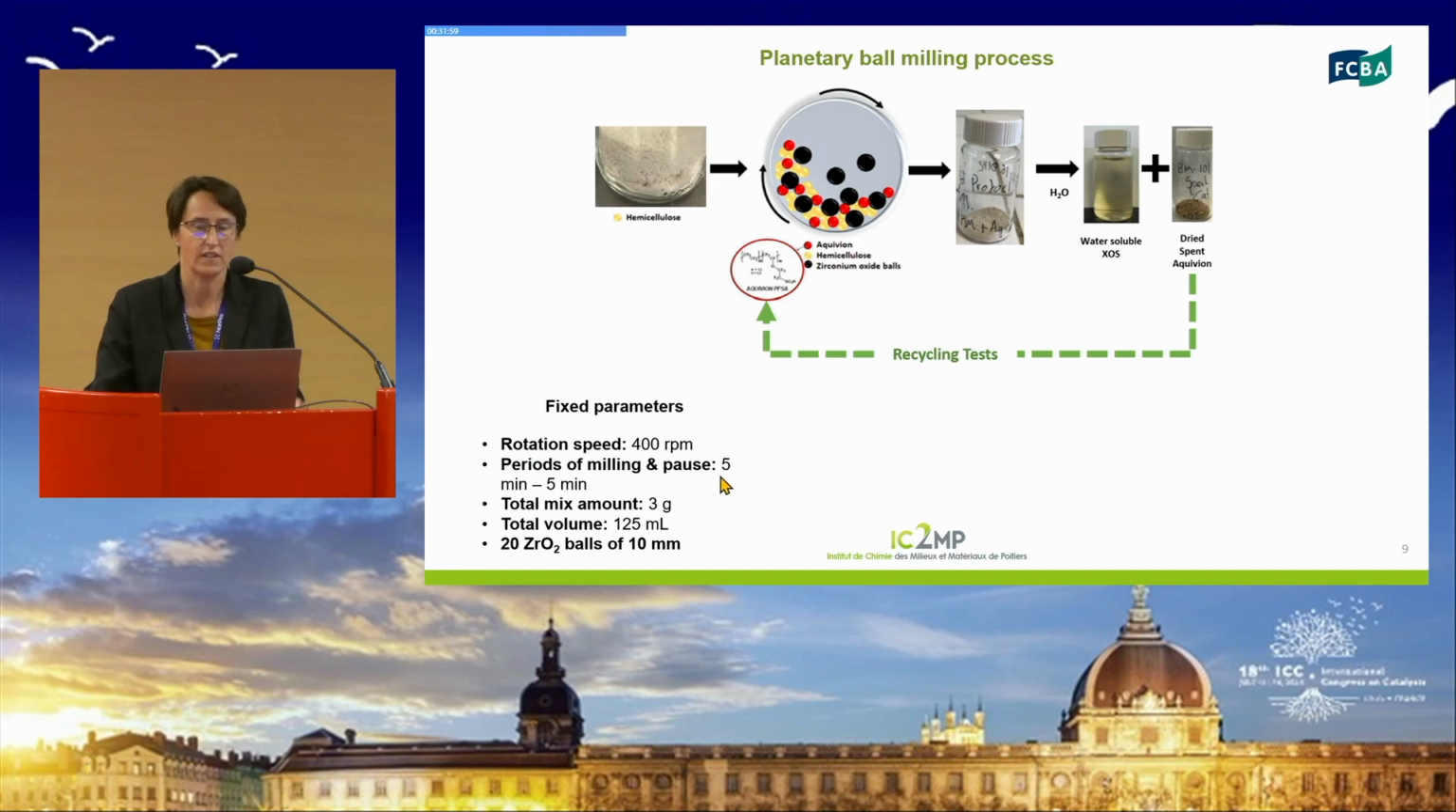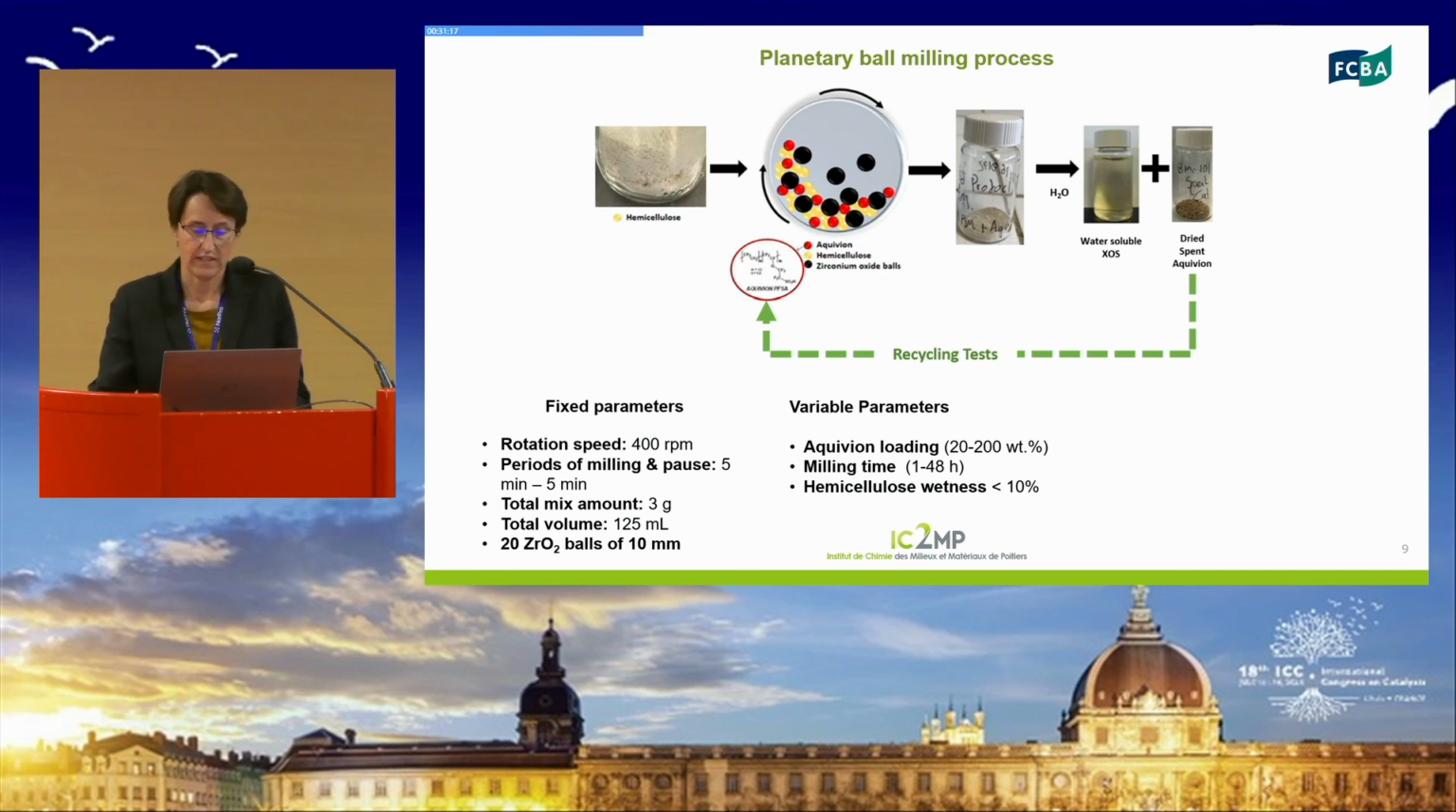The pause is very important. I didn't mention it before, but we did 5-minute milling, 5-minute pause. Otherwise, you increase the temperature inside the jar, and you will not have the targeted compound, but some caramelization, some humins, the kind of compounds that we do not want. So you need to control the temperature, so we make a pause. We use 3 grams of the catalyst and the hemicellulose, total volume 125 milliliters, and 20 balls of zirconia. The number of balls is very important, because depending on it you will have different results, and you can also control the energy demand of this kind of process.